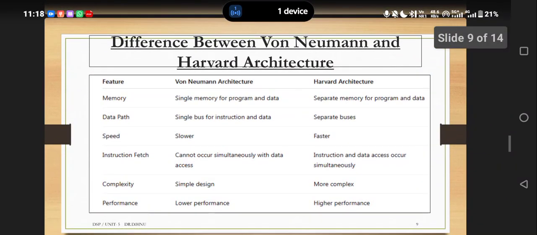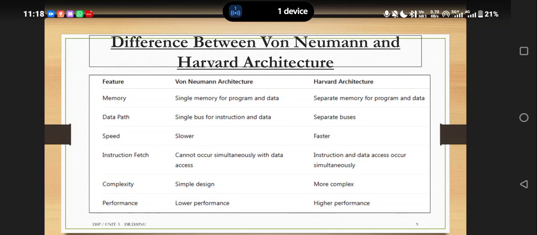Differences between von Neumann architecture and Harvard architecture. In von Neumann architecture, the memory is a single memory for program and data, but in Harvard, there are separate memories for both program as well as data. Bus: single bus for instruction and data in von Neumann. In Harvard, separate buses are available.